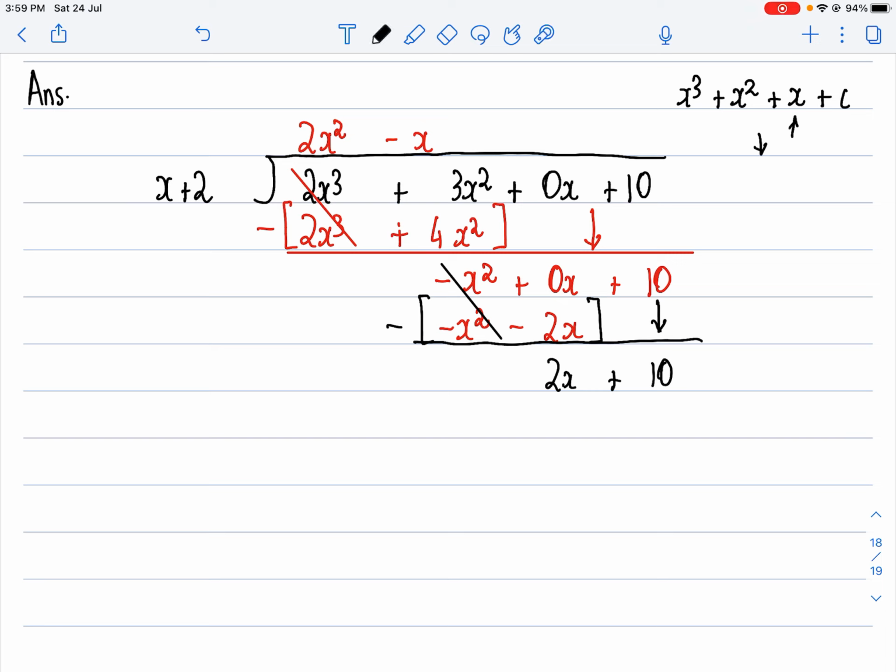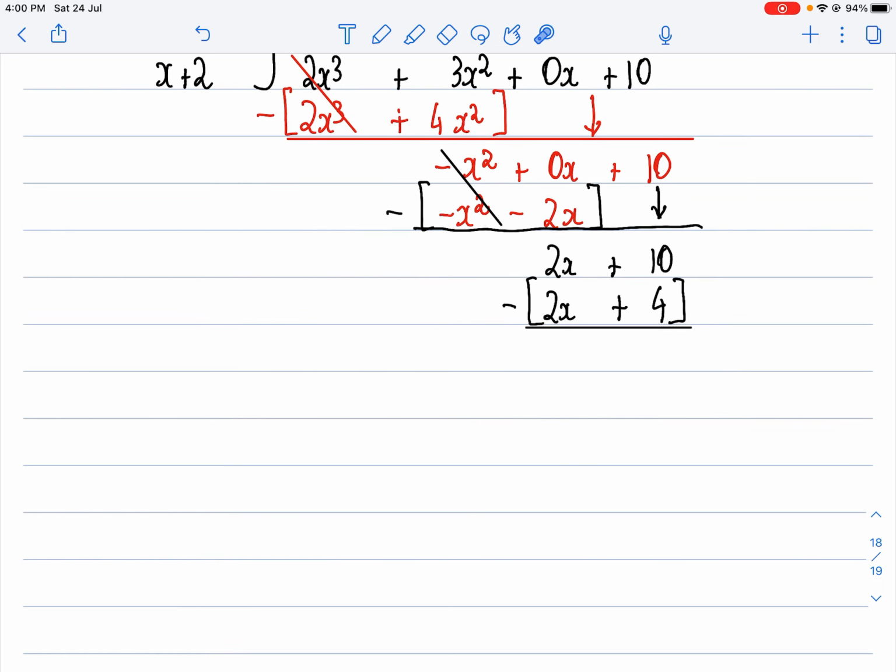Now what should I multiply to x here to get a 2x? Okay, I'll just write 2x here. What should I multiply to x to get a 2x? I can simply multiply it by plus 2 because x into 2 is 2x. Then I can simply do 2 into 2 here. 2 into 2 is simply 4. So I get plus 4 here. Now I can multiply this full thing by negative. Correct? This is what I simply get.